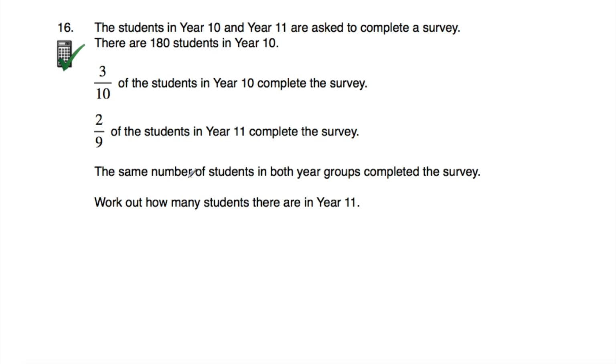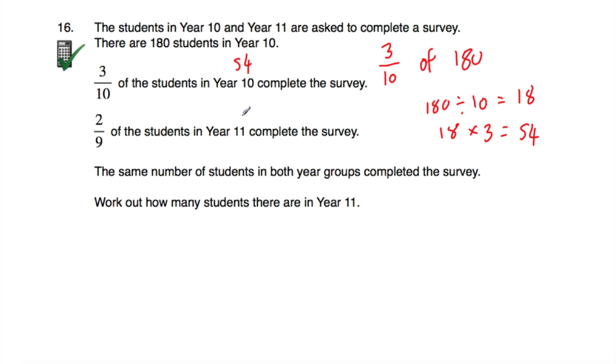Okay, so we're told that the same number of students in both year groups complete the survey. So let's work out how many year 10s complete the survey. So 3/10 of them complete the survey. So let's work out 3/10 of 180. To work out 3/10 of 180, we'll take the 180 and divide it by the bottom, so divide by 10, which is equal to 18. And then we'll times by the top, 18 times 3, and it's a calculator question, so 18 times 3 is 54. So we know that 54 year 10 students complete the survey, and that means that 54 year 11 students complete the survey because the same number complete the survey.